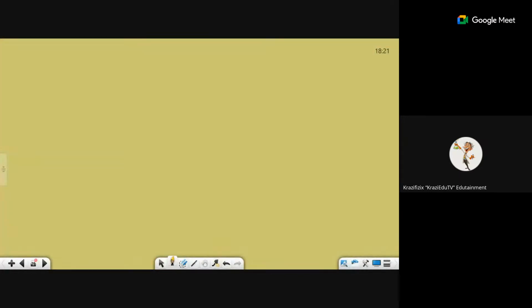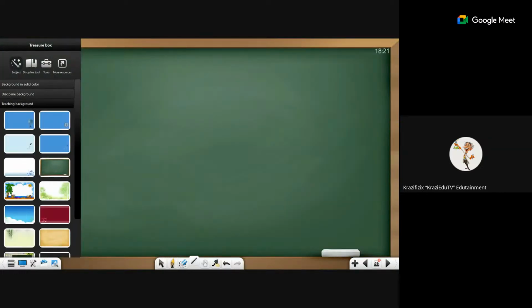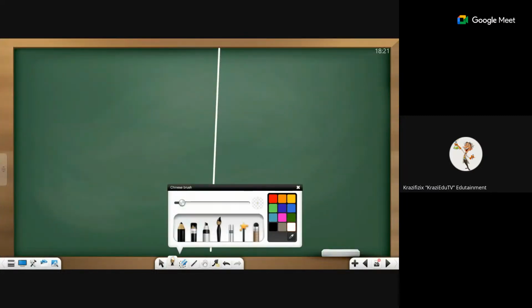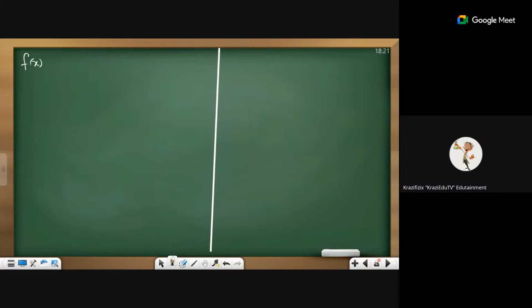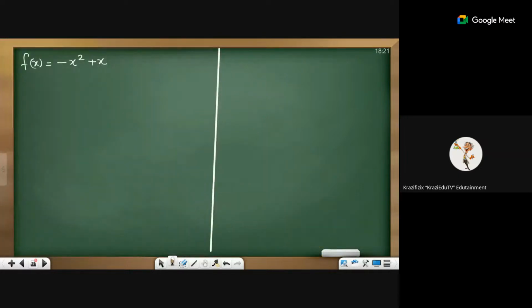Okay, let's quickly do it here again, because I want to make sure, guys, we are able to do everything on functions. Let's do it again in case I lost you somewhere. F of x equals negative x squared minus x plus 12. So we said first, we bring that out: x squared plus x minus 12.